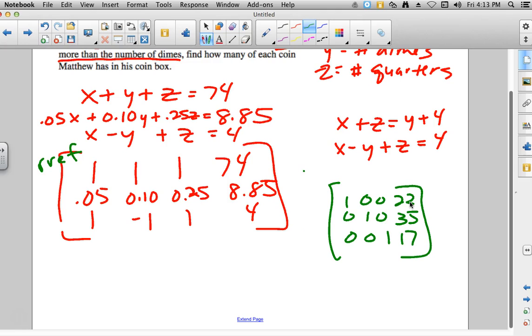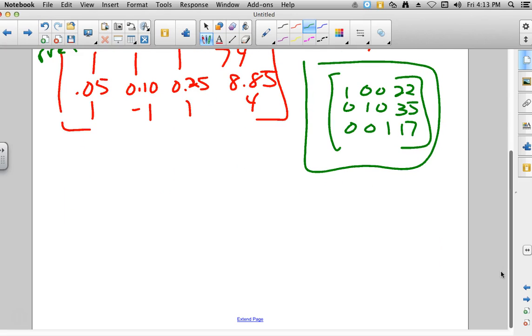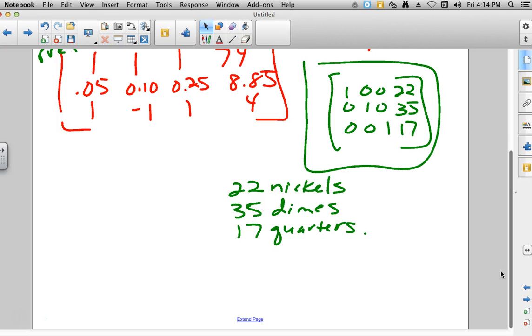So there it is, and we just need to put this in words so people understand what on earth we just found. So 22 nickels, 35 dimes, and 17 quarters. And those were all your questions.